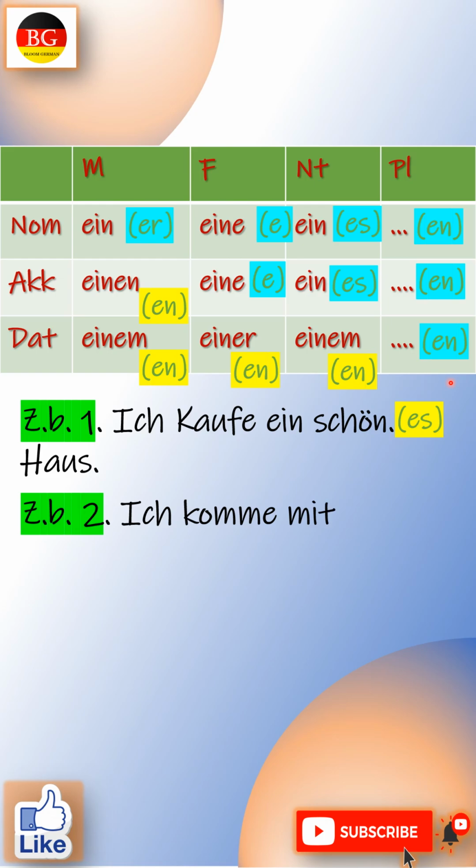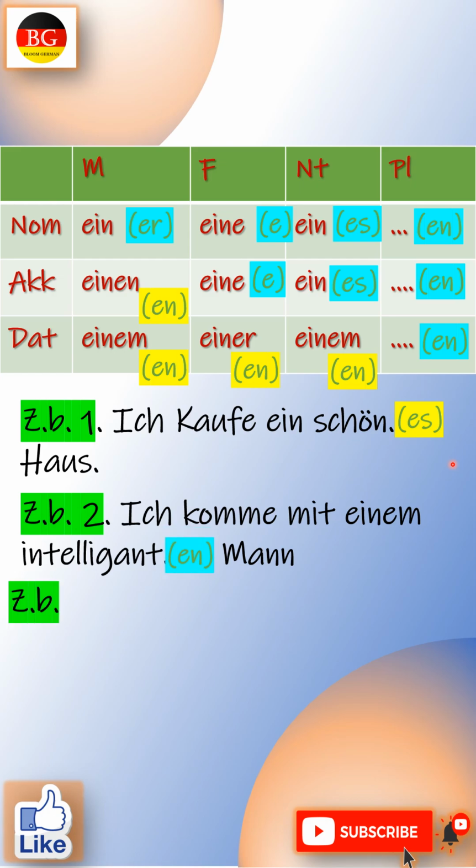Ich komme mit einem intelligenten Mann. Now mit comes here, that's why it is dative. So Adjektiv Endungen should be en. Ich komme mit einem intelligenten Mann. Richtig? One more example.